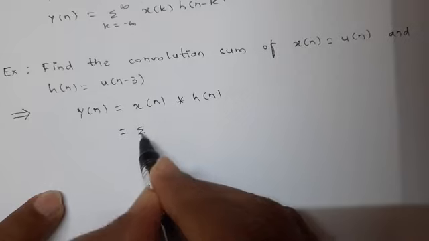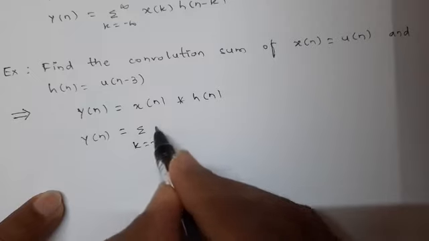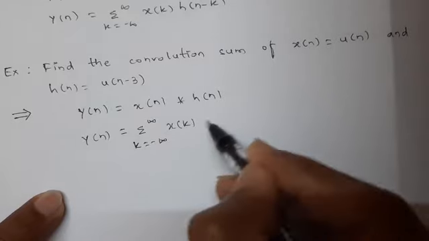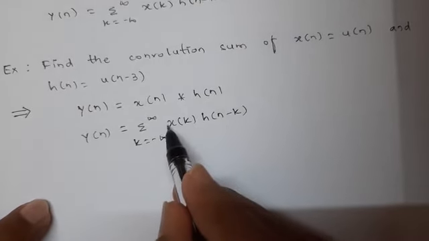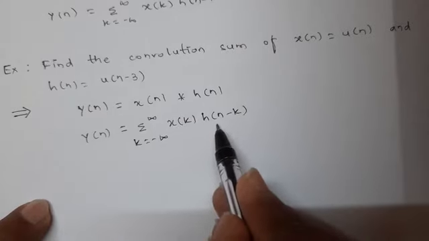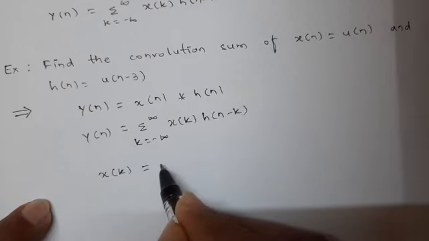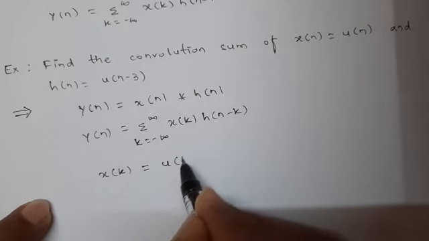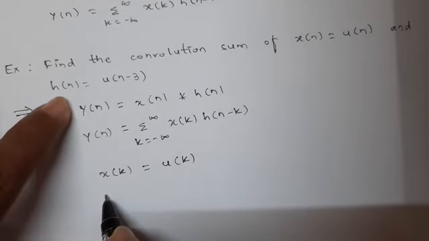So according to your derivation, y of n is summation k equal to minus infinity to plus infinity x of k h of n minus k. Now I have to substitute x of n in terms of x of k, and h of n in terms of h of n minus k. So x of k is x of n where n is replaced by k, which is u of k. Similarly, h of n minus k: in h of n, replace n by n minus k.